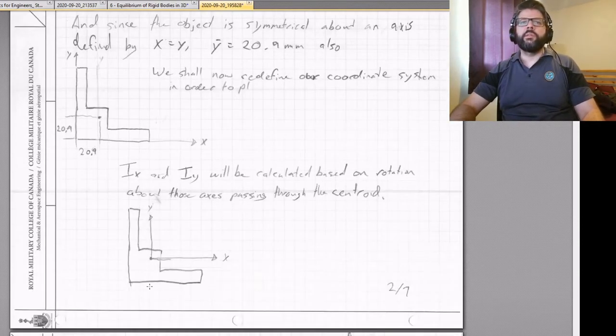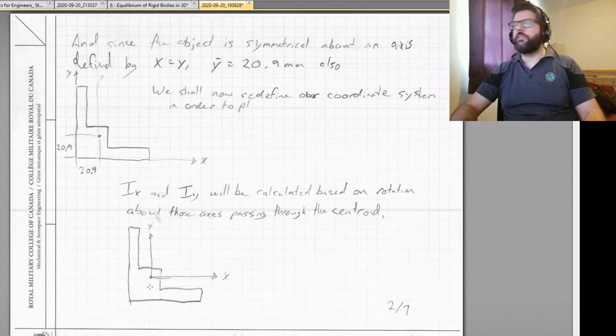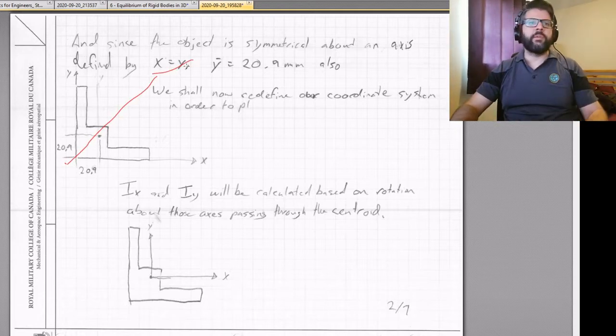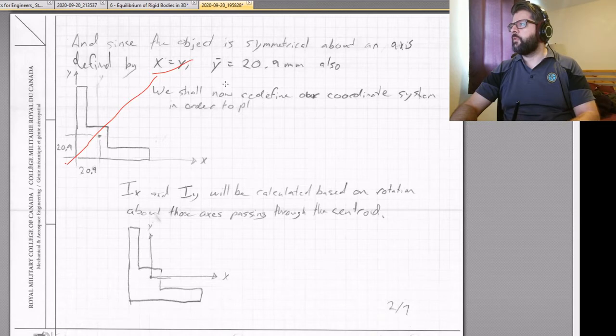And we're going to be using some tricks for this one in order to avoid having to recalculate the same thing we just calculated. So we know that this object here is symmetrical about an axis defined by x equals y. So we know that the y bar is also 20.9 millimeters.